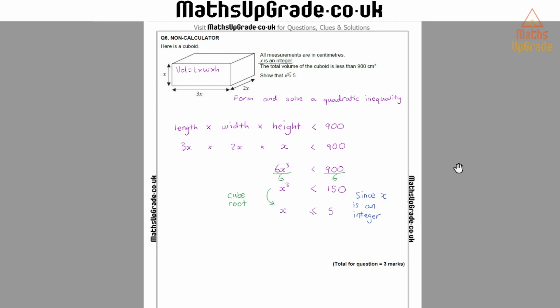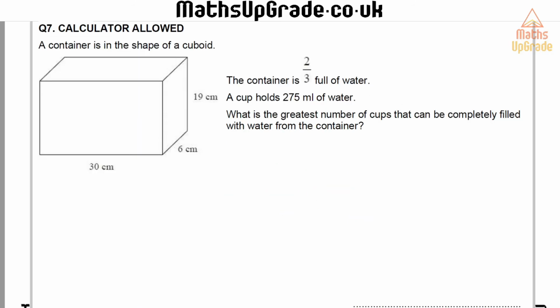Just an additional note, remember x can also be equal to 5, since the solution for this was actually greater than 5. Question 7 is worth 4 marks. I'm given a container in the shape of a cuboid and I'm told that it's 2/3 full of water. I'm told that a cup can hold 275 millilitres of water. I need to work out the greatest number of cups that can be completely filled with the water from that container. I'm given the dimensions of the container on the diagram.